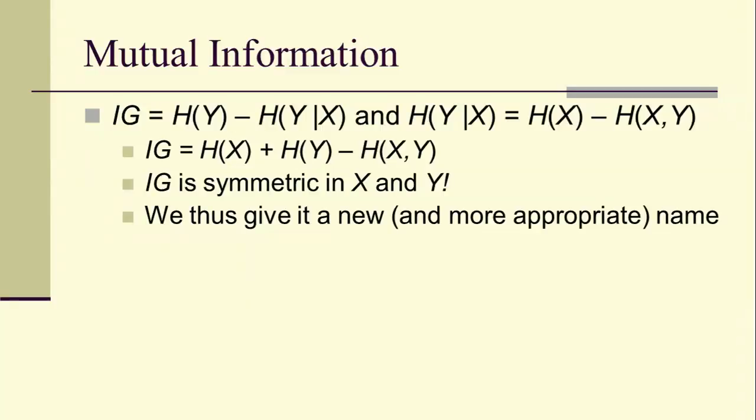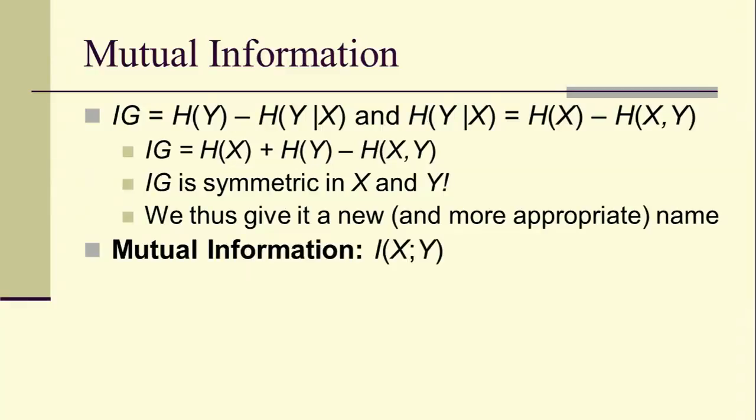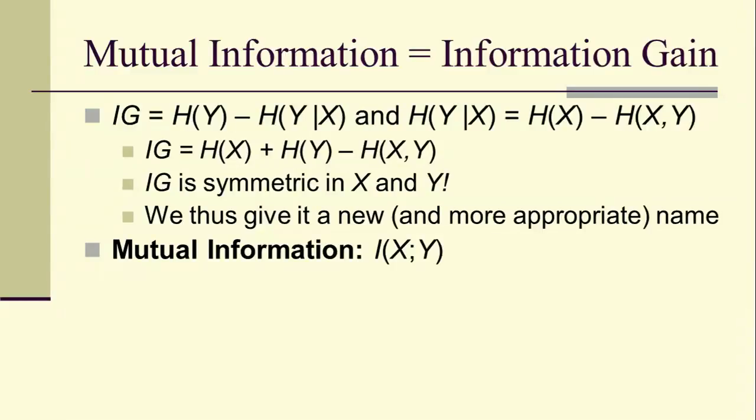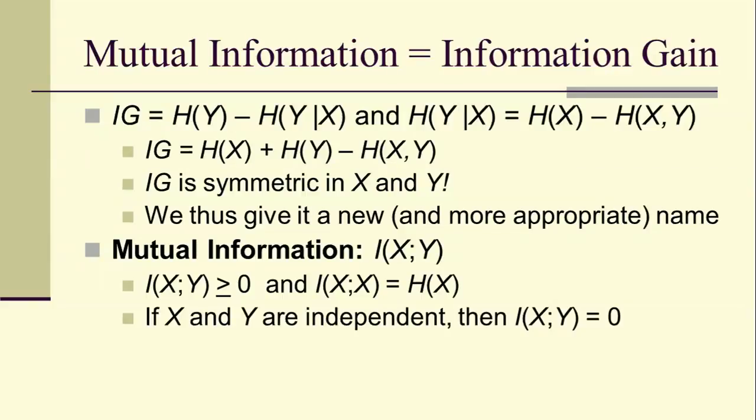But that means the information gain is symmetric in x and y. So let's give it a new and more appropriate name. We call it mutual information. And mutual information, I of x semicolon y, is just information gain. But it's got some nice properties. For instance, the mutual information of x and y is always non-negative. The mutual information of x with itself is just the entropy of x. If x and y are independent, then the joint entropy is equal to the sum of the entropies, and therefore the mutual information is 0.